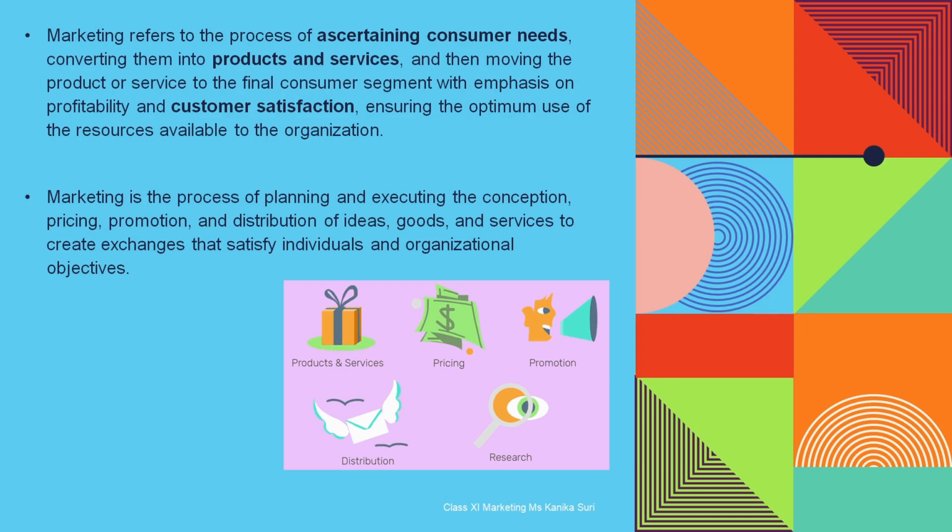Then what kind of distribution ideas? How will you distribute your product? Is it an intensive distribution? Is it an extensive distribution? And the likes. So, distribution of not just goods but also ideas and services to create exchanges. Exchanges between whom? Between the organization and the individual. Organization, which is providing the product, and the individual, the person who is buying the product. So, both of these objectives have to be met.